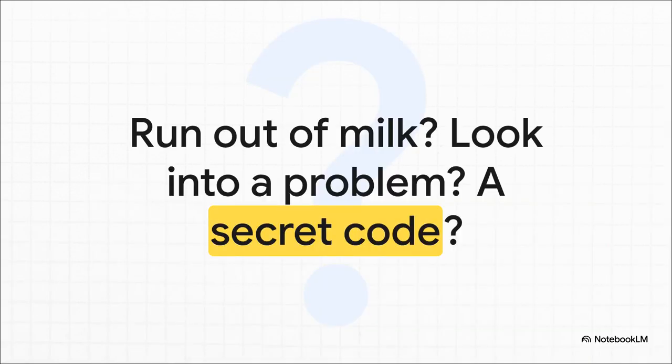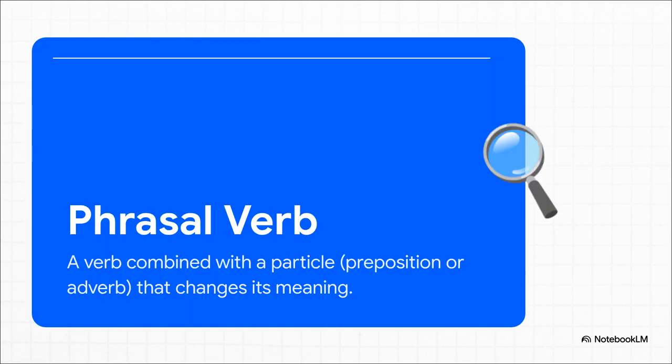We've run out of milk, or let's look into that problem. It almost feels like a secret code hiding right there in plain sight. But don't you worry, we are about to crack that code together. So, what even is a phrasal verb? Well, it's actually way simpler than you might think.